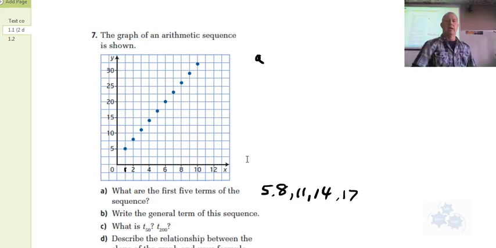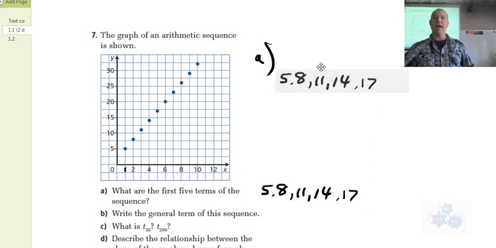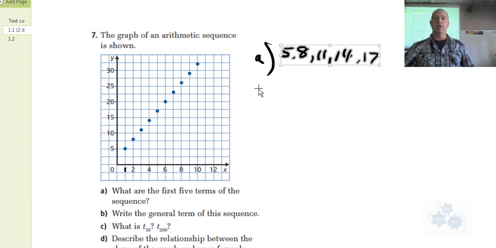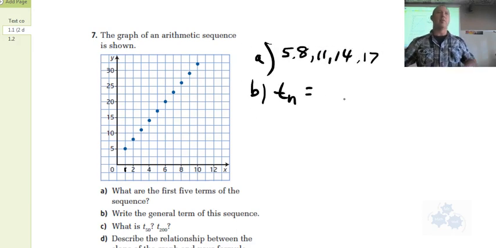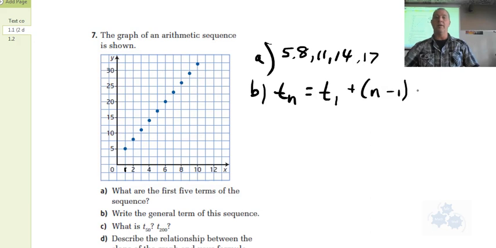Okay. B, what's the general term of the sequence? Okay, so the general term is like, what is the description? What's the description for T of n? Okay, so B is, what is T of n? Okay, what does that equal? Well, T of n is T of 1 plus n minus 1 times D.